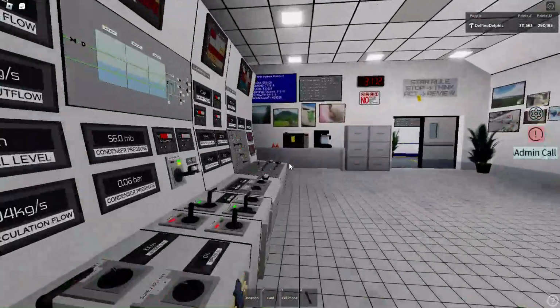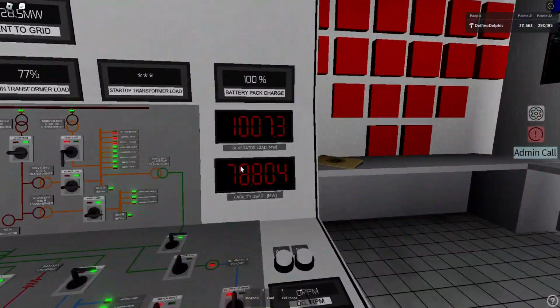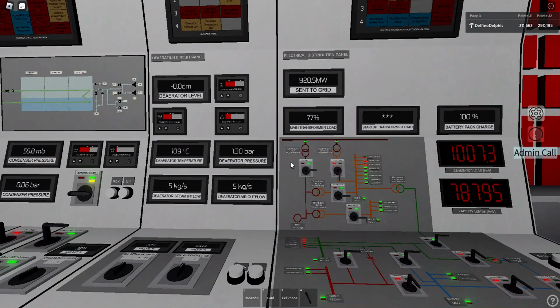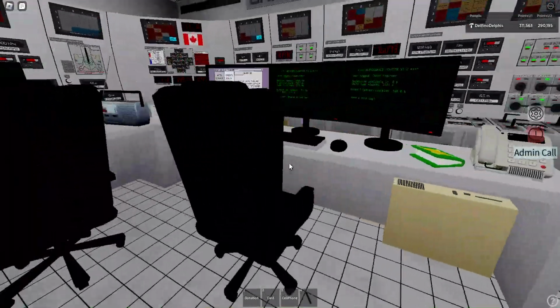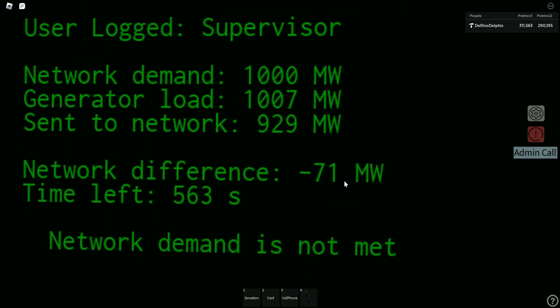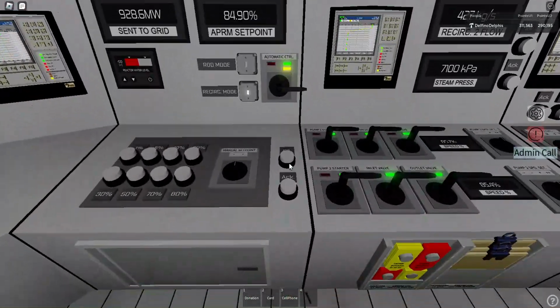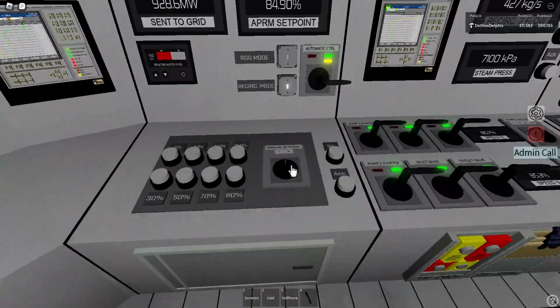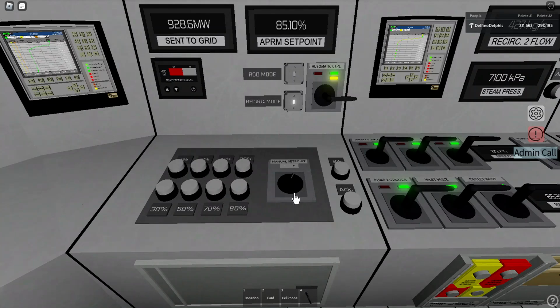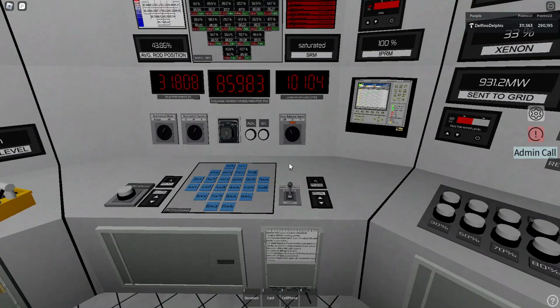So we are sending to the network not enough, obviously. We can check it here. We are minus 71 below. So the demand is 1000, we are sending only this. We need 70 more megawatts. So let's increase this by a few percent. Let's make it 88. Let's see what happens.